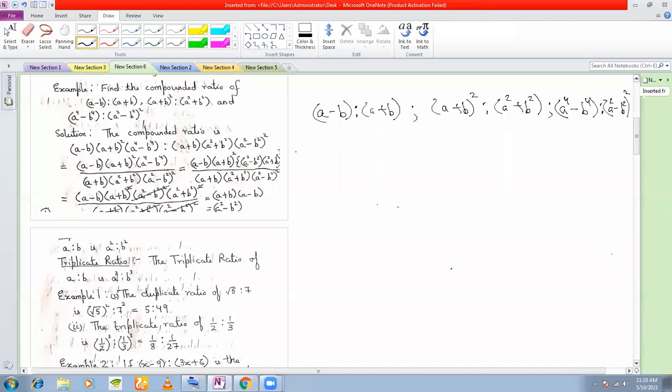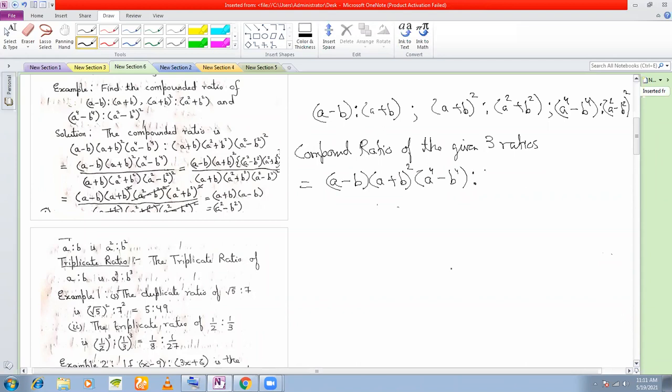So what do you do? You multiply the antecedents together. Okay, so you multiply the antecedents: A minus B into A plus B whole square into A to the power of 4 minus B to the power of 4 is to. Now you multiply the consequents together: A plus B into A square plus B square into A square minus B square whole square. Okay. Now in order to simplify this, you express this as a fraction.